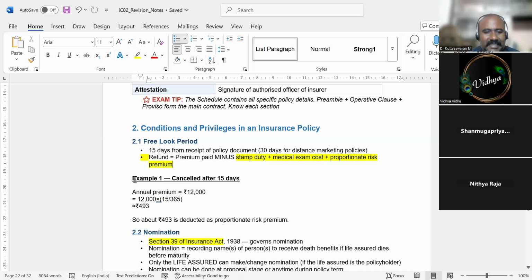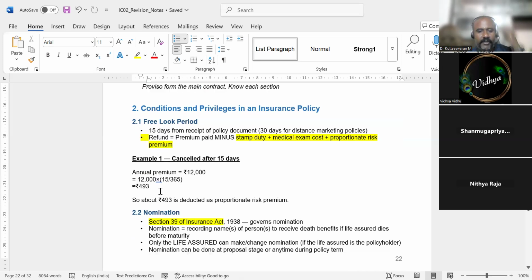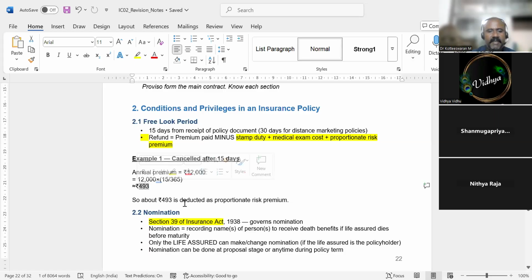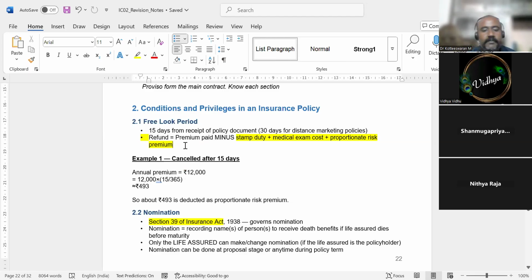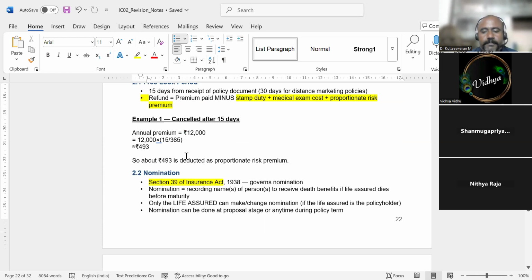So this is an example. It will not be in your book. For example, if it is cancelled after 15 days, and your annual premium is 12,000 rupees, then 12,000 multiplied by 15 divided by 365 days is approximately 493 rupees. They will reduce that from the 12,000 rupees and pay you back the rest. This is called proportionate risk premium. Any questions so far?